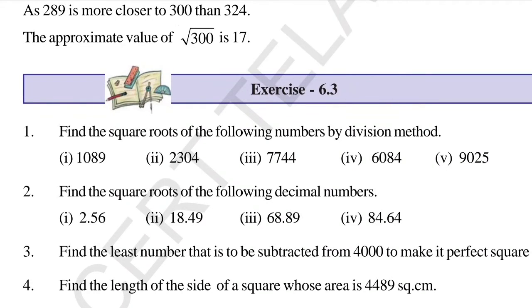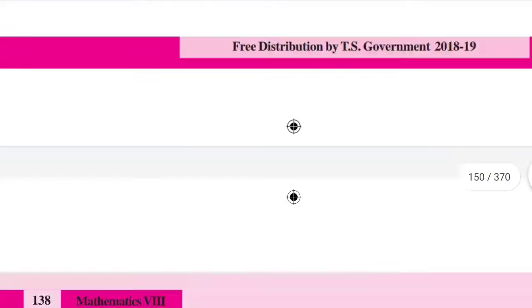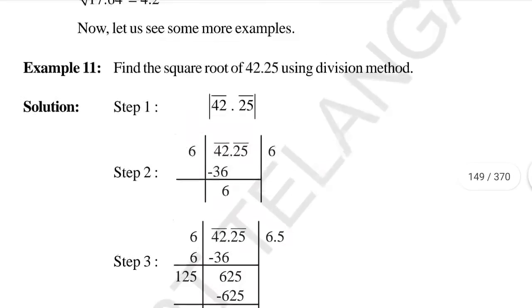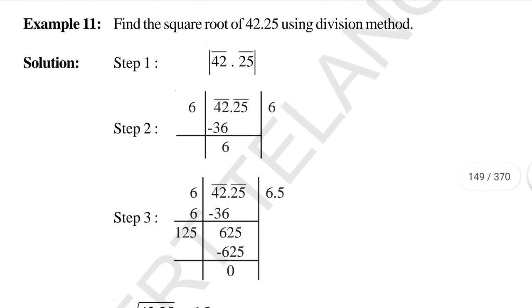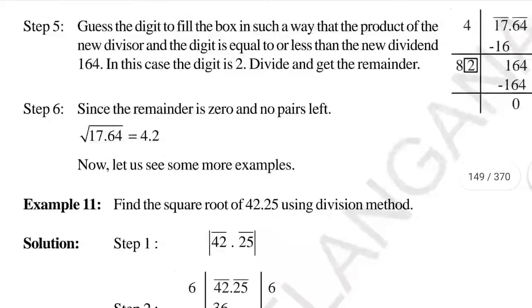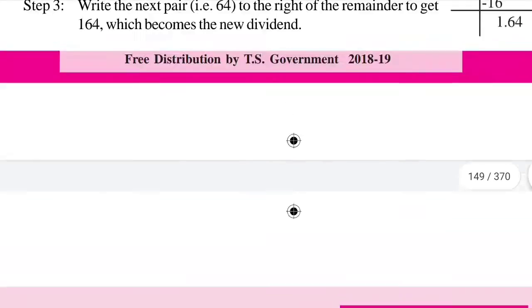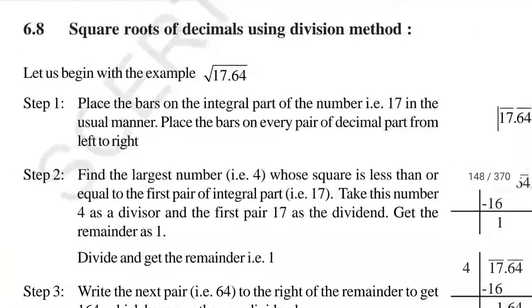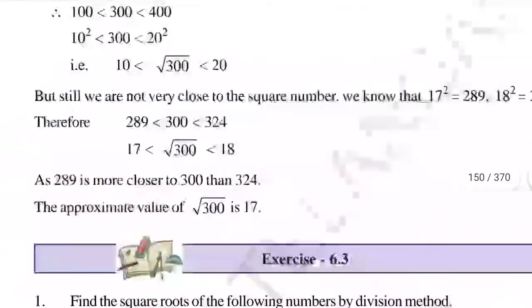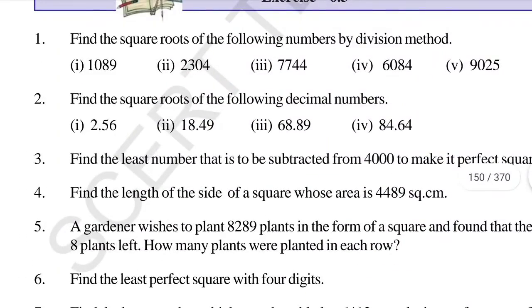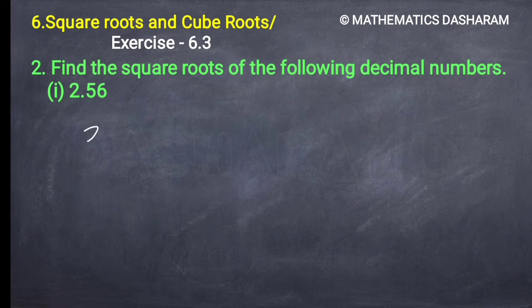Next, the second bit is to find the square root of the following decimal numbers. So it is the same as the example problem. Here example 11 and example 12 are both decimal numbers, and the process of finding the square root for a decimal number is given on this page. So let's do the first problem. What is that? 2.56. So the given number is 2.56.